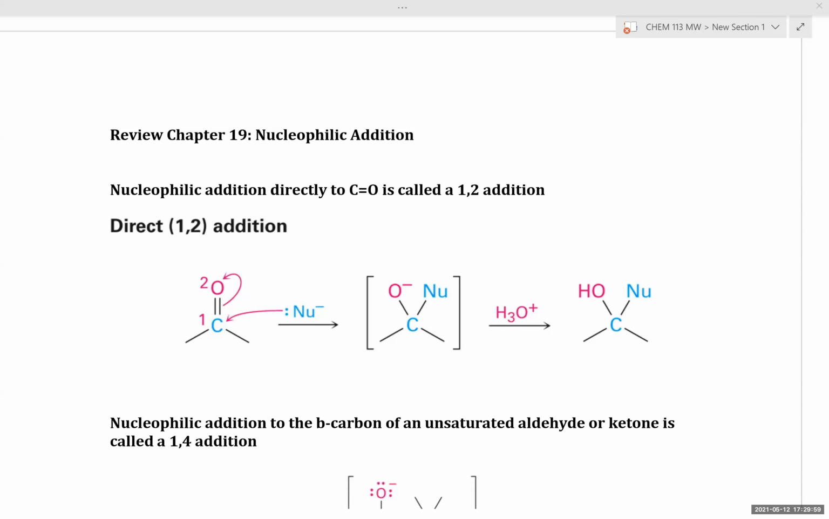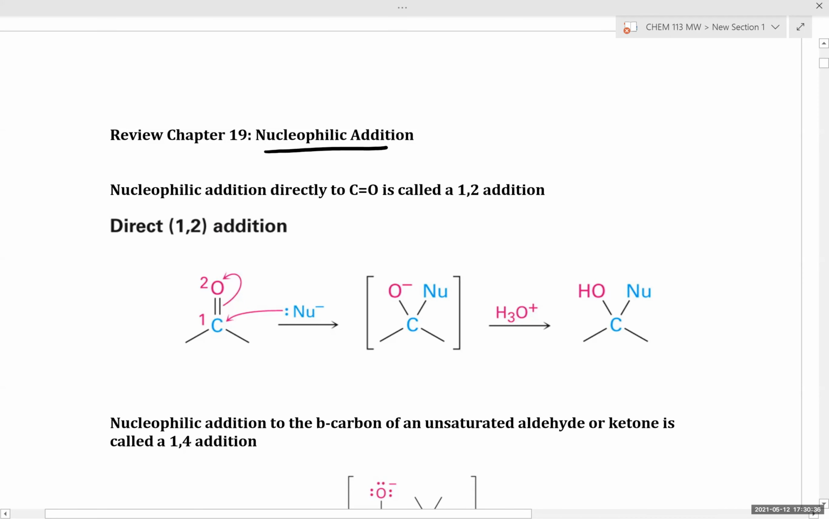Okay, so we're now ready to begin chapter 22, which focuses a lot on enolate chemistry and the reactions of enolates and enol derivatives. So before we start discussing the reactivity of enolates, it's important for us to refresh our knowledge of some common reactions of carbonyls. First, let's talk about some nucleophilic addition reactions.